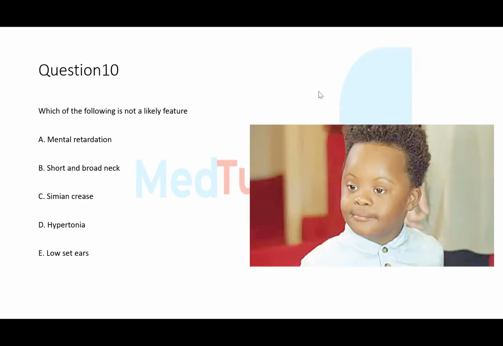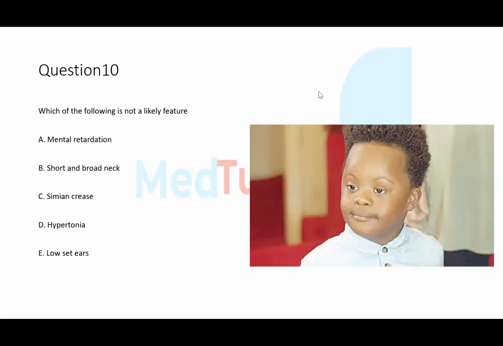The next question is which of the following is not a likely feature? So we should know the facies of Down syndrome. This picture being shown to us is Down syndrome. Like I told us in the introduction to the picture test, sometimes if you are not sure of what they are trying to tell you, you see a handsome looking boy with good haircuts and wonder what they want you to see. You can't appreciate the facies of Down syndrome. Just look at the options and you see mental retardation, short and broad neck, simian crease, hypotonia, low set ears. They are telling me about a particular syndrome, and something will come to mind: they are telling me about Down syndrome.